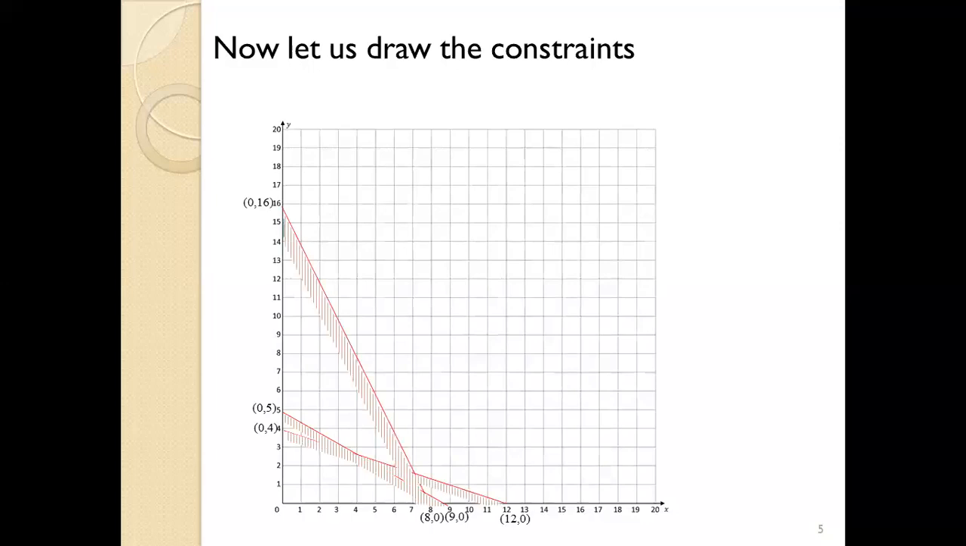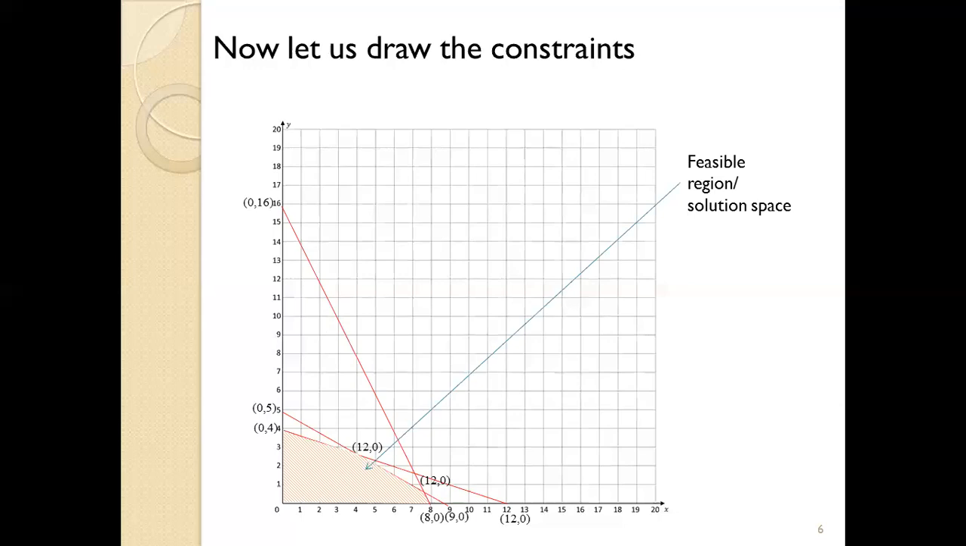Now, where is the solution? The solution should satisfy all the constraints. That means we have to find x and y that satisfy all the constraints and also give the maximum value for the objective function. This is the common area for all the constraints, and this is called the feasible region or solution space. Feasible region means that the solution is possible in this region.